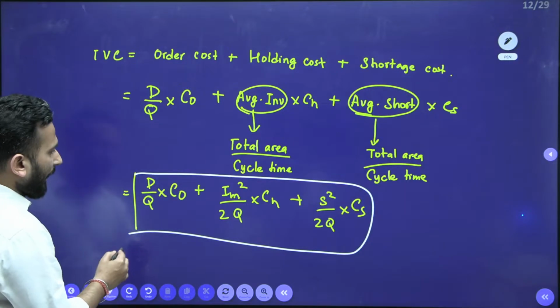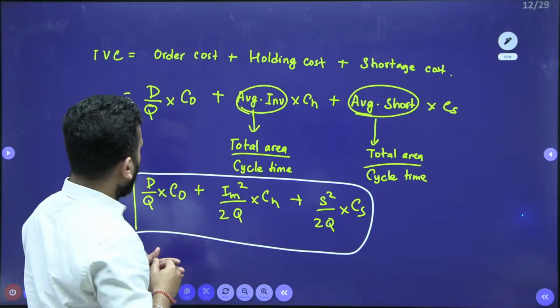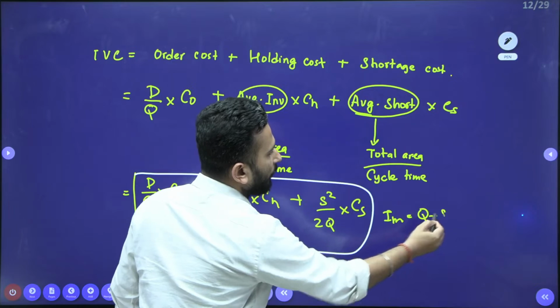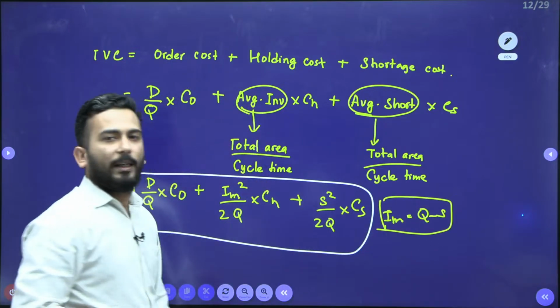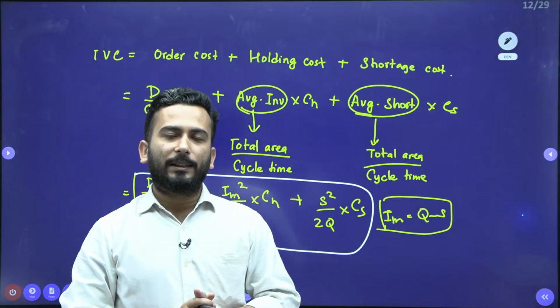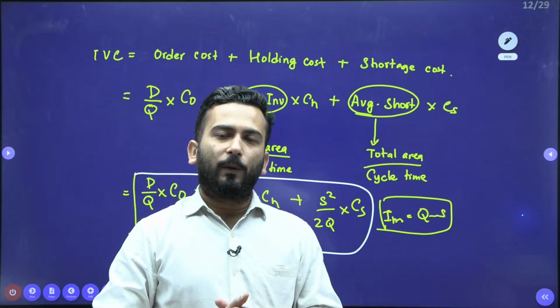In place of IM, okay, I am not disturbing this. IM is equal to Q minus S. And when you substitute this, you will be getting the answer with respect to 2 variables.